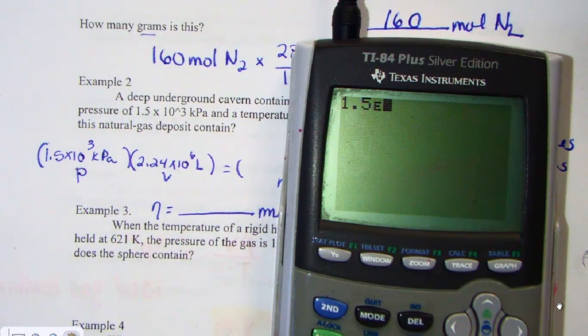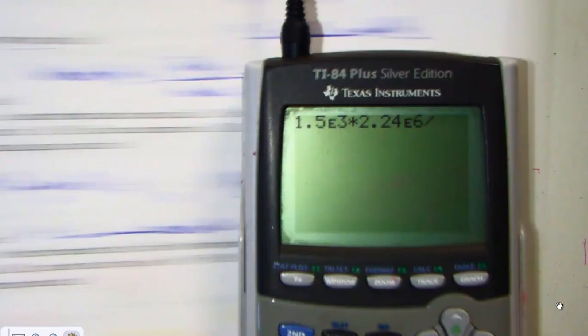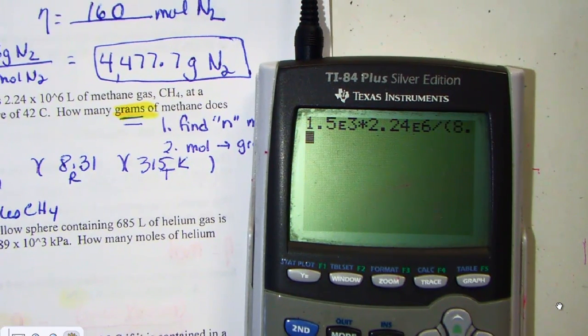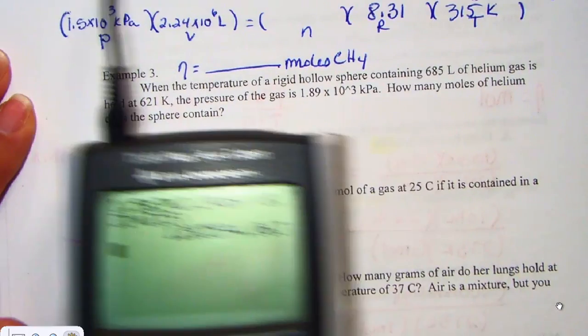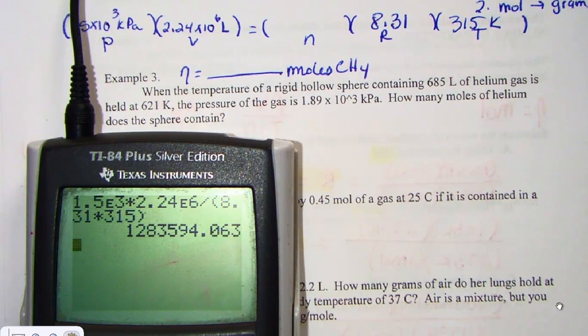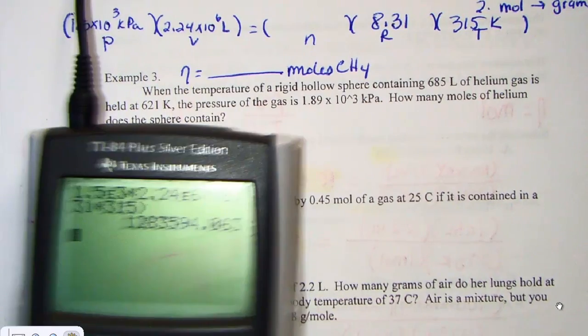With 1.5 times 10 to the 3rd kPa times 2.24 times 10 to the 6th liters divided by the product of the gas constant, 8.31, and 315 Kelvin units. The moles of methane. That makes sense to me actually, because this is a large cavern. We have 1 million moles.